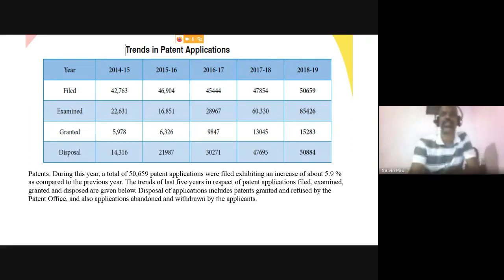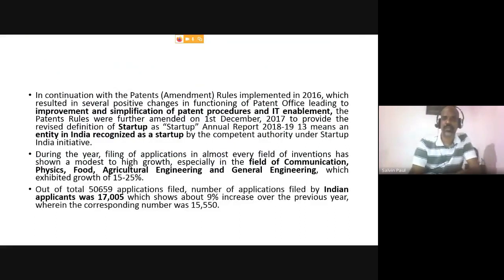But if you see over the period, there is around a 5.9% increase of applications over the year. Now, if you look at the latest changes that have been brought to the Patents Act 1970, you will see that there are new rules implemented in 2016 to simplify the patent procedures through a digitalization process.